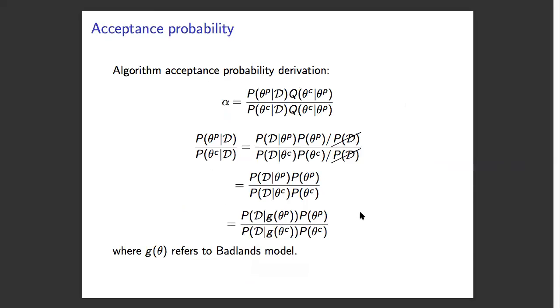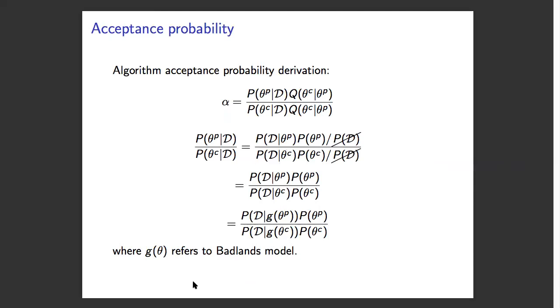And I know that you may be wondering, then where is Badlands here in this formulation? Then we adapt this formulation by putting a G of theta instead of just theta, and that G theta refers to the Badlands model. What part of the Badlands model? No, it's the model itself, the governing equations, not the output of it. Yeah, the likelihood.